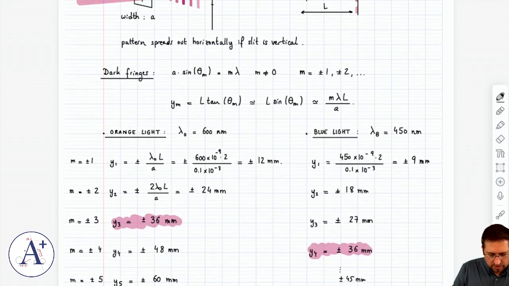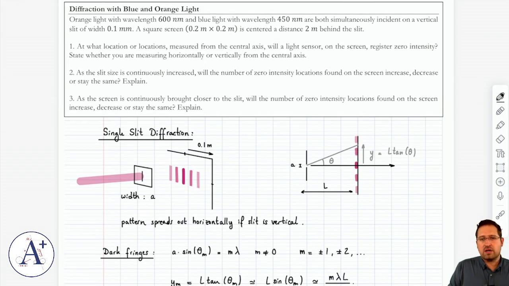It's a clever little question to deal with single slit diffraction, because, again, there's only so many questions we can ask you when it comes to single slit diffraction. Okay, so as the slit size is continuously increased, will the number of zero intensity locations, in other words, dark fringes, found on the screen increase, decrease, or stay the same? Explain. And then as the screen is continuously brought closer to the slit, will the number of zero intensity locations found on the screen increase or decrease or stay the same?